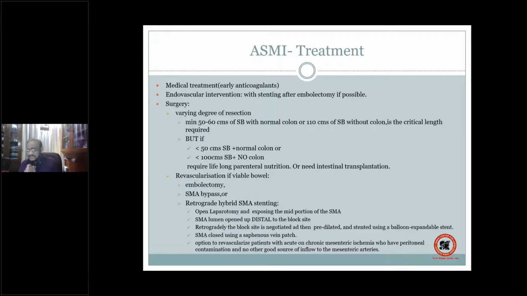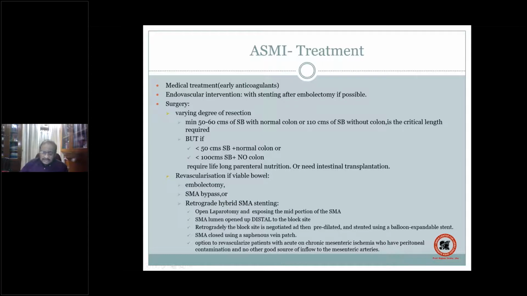And what is done in this patient is that you go distal to the block. So you've got a vessel, you've got a block out here, you go distal to the block, you open the artery out here, and then retrogradely you try to cannulate this particular block. And once the block is negotiated, it is dilated and stented using a balloon expandable stent. So why hybrid? Hybrid for the simple reason you're doing it by an open procedure and you're doing it retrogradely. You're going beyond the block, opening the artery there, and then you're going to the proximal area. So you're proceeding in a retrograde direction, right?